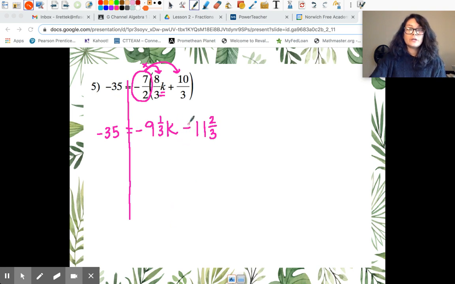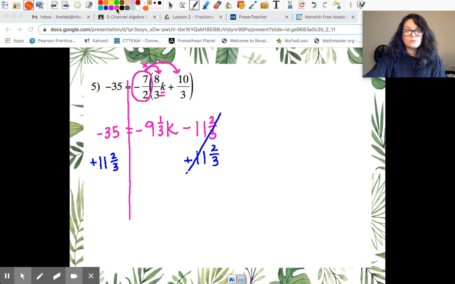I have to undo the constant before I can undo the coefficient. The number not touching the variable is my constant. It's a negative, so I'm going to add it to get rid of it. I'll do the same thing over here.